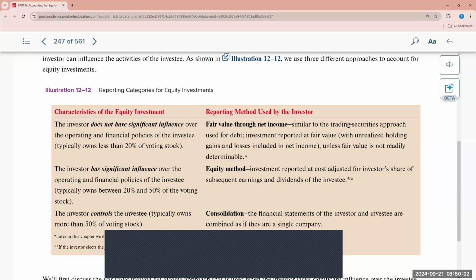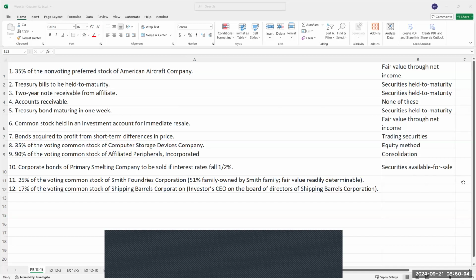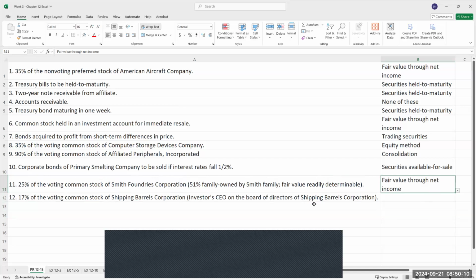In this case, we know what the fair value is. It is readily determinable. So therefore, in this example, we would use the fair value through net income option. Next, we see 17% of the voting common stock of Shipping Barrels Corporation, and it states that the investor's CEO is on the board of directors of Shipping Barrels Company, right? So one key we need to keep in mind, it says that the investor's CEO is on the board of directors of the Shipping Barrel Corporation.